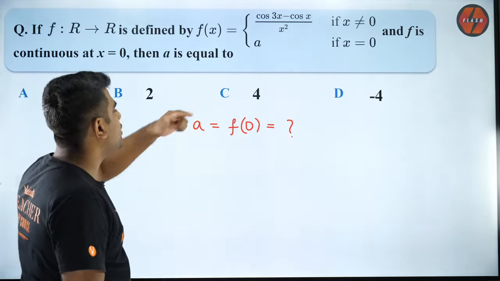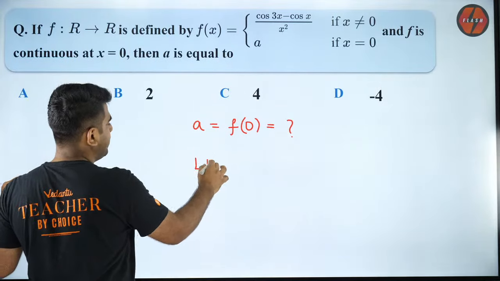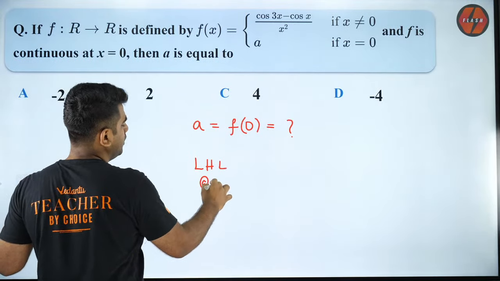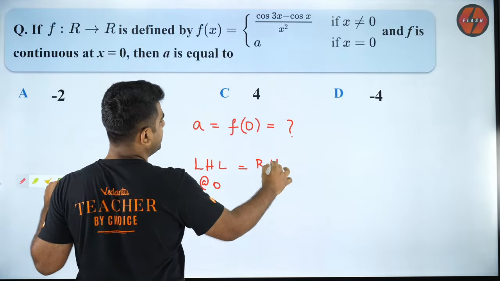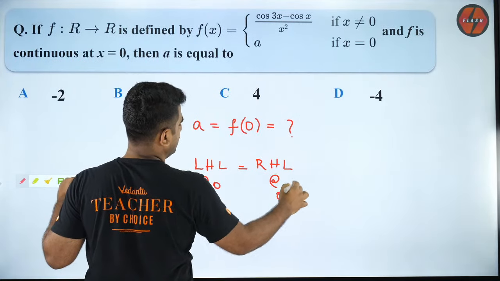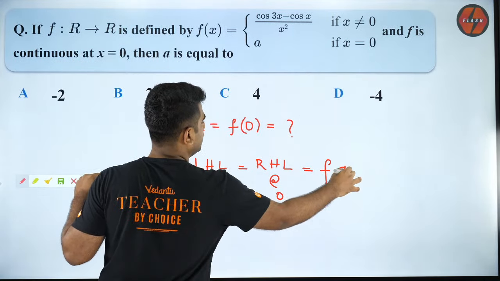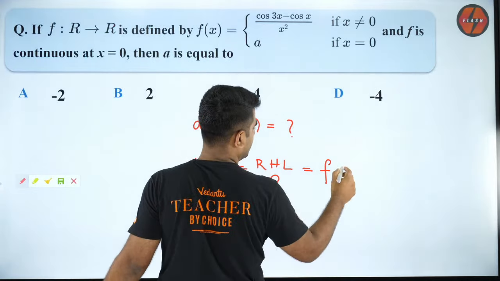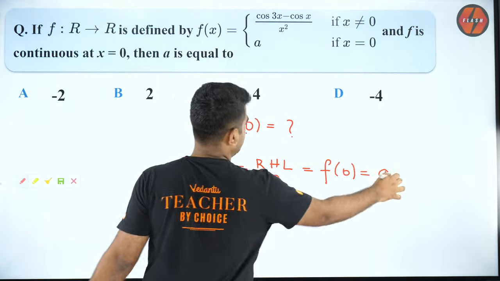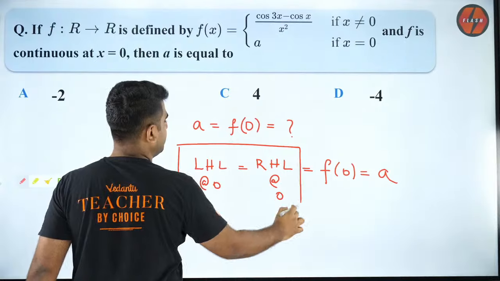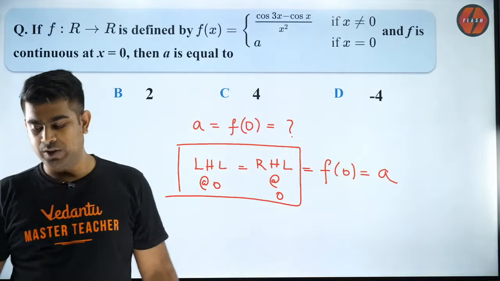And they said it is continuous. So what does it mean? Left hand limit at 0 should be equal to right hand limit at 0 should be equal to f of 0, which is equal to A. So this will give you the value of A.